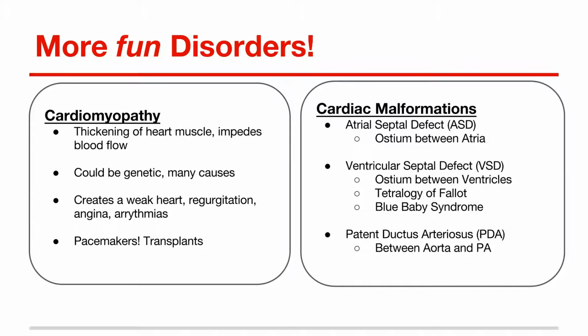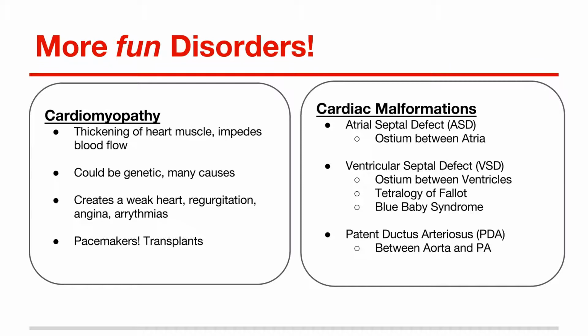Cardiomyopathy can be genetically induced or caused by cardiac malformations. The effect of cardiomyopathy is a weaker heart and distorted valves, which cause regurgitation in the heart, angina, which is chest pains, and arrhythmias, which is irregular beating of the heart. Cardiomyopathy can be treated with pacemakers, which regulate the activity of the heart and reduce the chance of arrhythmias. And if necessary, a transplanted heart may have to be used.